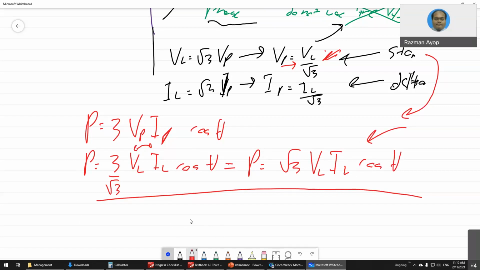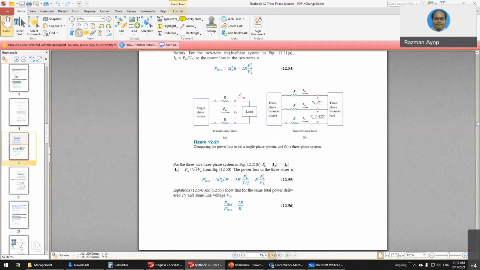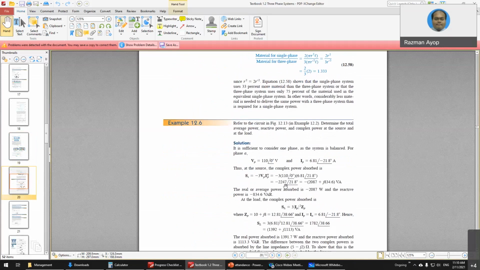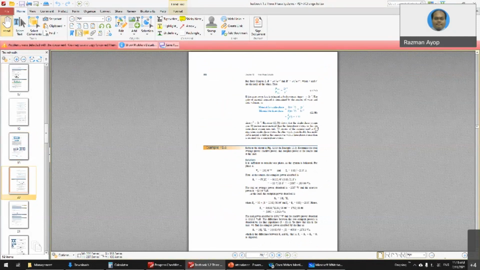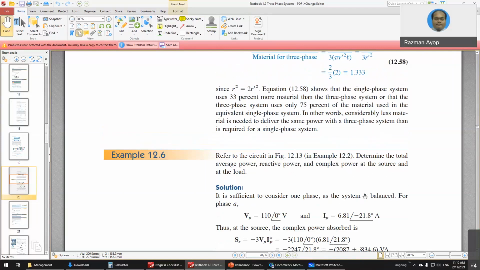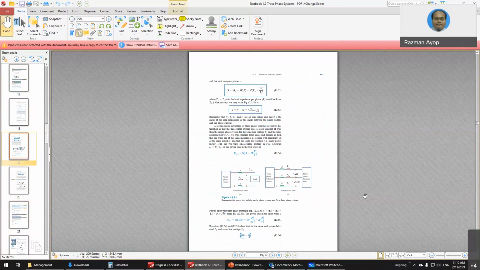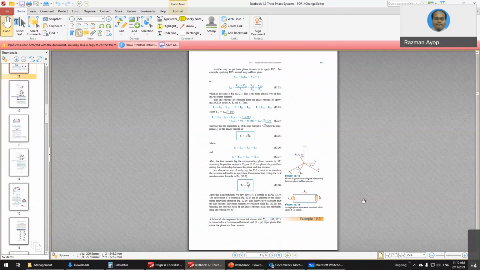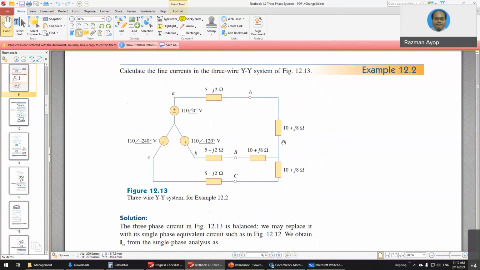Let me give you some example. I think this one is a good example. Refer to circuit, figure 12.13, example 12.2. Find the power. So we look at figure 12.13. Okay, this one. This is a balance load. You can see here, this is a balance load.